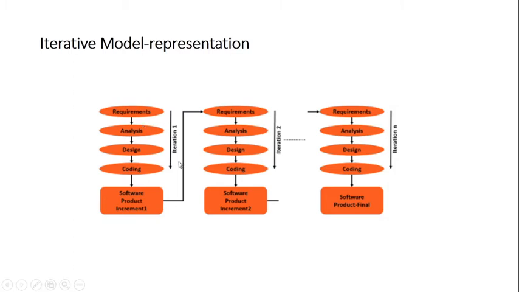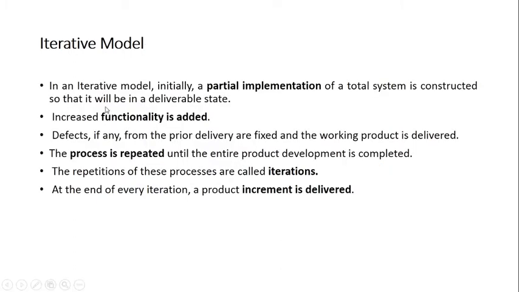Incremental means, say the first iteration has just 1 module, the second iteration has 2 modules. Now when you combine these 2 together, altogether we'll have 3 modules developed till now. So it is an increment to the previous one, with some functionalities added. In this iteration more functionalities or more modules are added. So each subsequent iteration has some additional functionalities. This is what is said: increased functionality is added. Defects, if any, from the prior delivery are fixed and the working product is delivered.